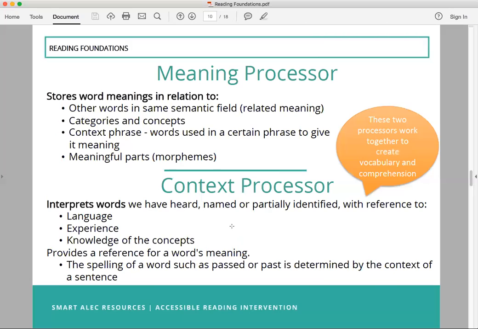And that's just part of reading. It's not that you've mistaught a concept or anything. It's just that's part of it. It really provides that reference for the word meaning.